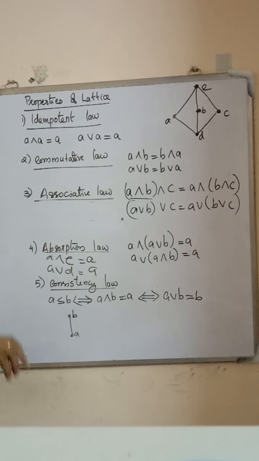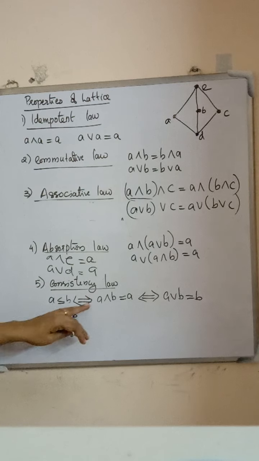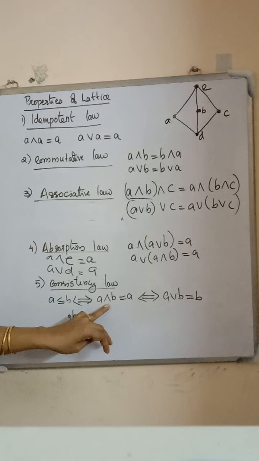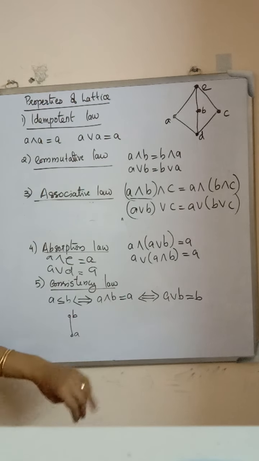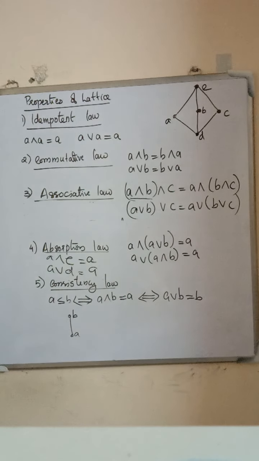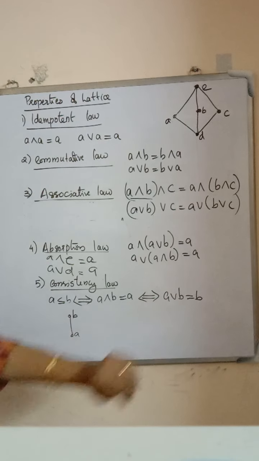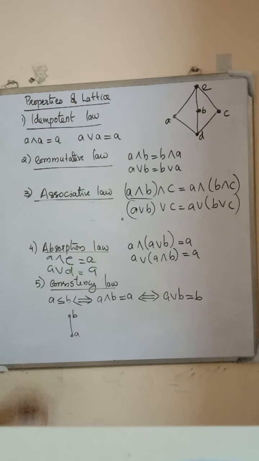Next is consistency law. Consistency law states that A less than or equal to B, that is A related to B, if and only if A meet B is equal to A and A join B is equal to B. That is, the lower bound of A and B is A and the upper bound of A and B is B, then A is definitely less than or equal to B. That is what the consistency law states. Here in this Hasse diagram, A is less than or equal to B. Therefore, definitely A meet B is A and A join B is B.